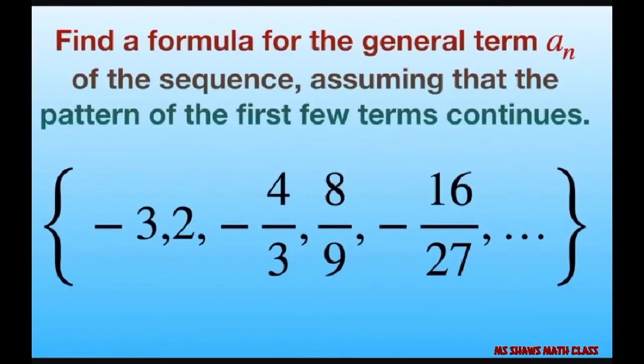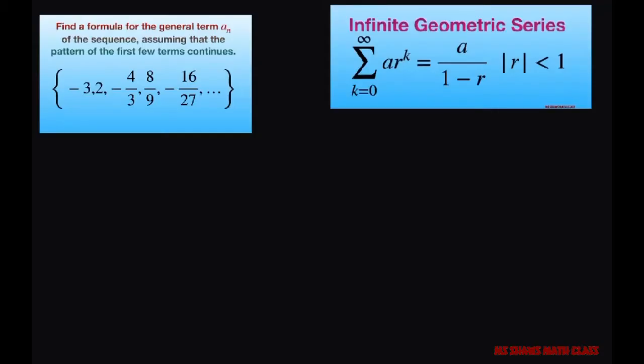One, we're going to find a formula for the general term a sub n of the sequence, assuming that the pattern of the first few terms continues. So just looking at these three, I notice that if I take this and multiply it by 2 for my numerator, I'm going to get 8. And if I multiply my 8 by 2, I get 16. And then for the denominator, I keep multiplying by 3.